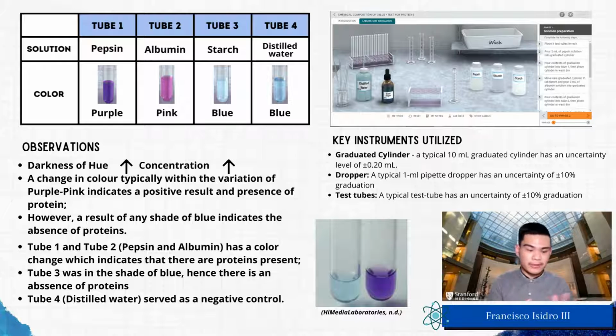With this in mind, we can say that test tubes 1 and 2, the pepsin- and albumin-containing solutions, have a positive result and have protein present within the test tube, while test tubes 3 and 4 have no proteins in them. And let us not forget that test tube 4 here served as our negative control, the distilled water-containing solution. The key instruments utilized here are the graduated cylinder, the dropper, and the test tube. The image beside me is an actual image of a pepsin-containing solution and a negative control. I was able to retrieve it through Hi Media Laboratories in India.